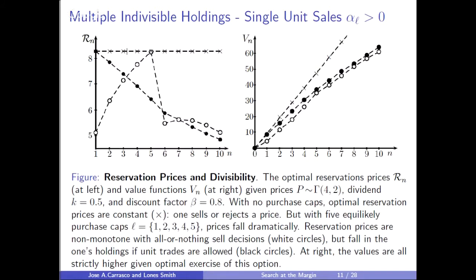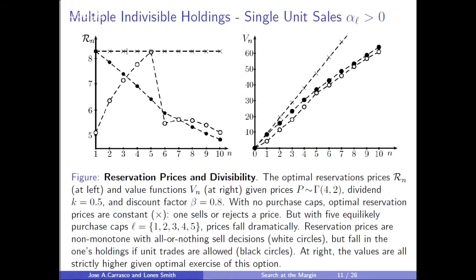I know it's ugly, but just focus on these 2 panels. The black circles on the right panel, the white circles are the value function, the value of holding n houses, n tickets, when buyers arrive and offer you a take-it-or-leave-it offer. So you see that the value initially increases at an increasing rate, and then it flattens. The white circles.